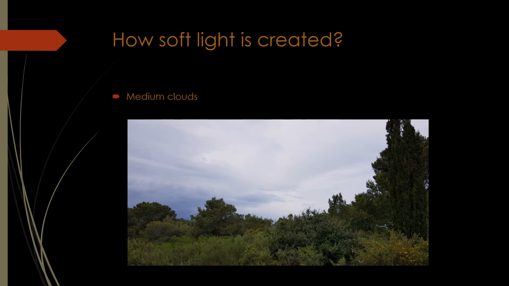In the middle, there are other conditions when there are clouds, but they're not as heavy as in the previous slide. So you can see on the plants that there is some texture on the leaves, and the colors are still alive, as opposed to the previous picture when the colors are really dull.